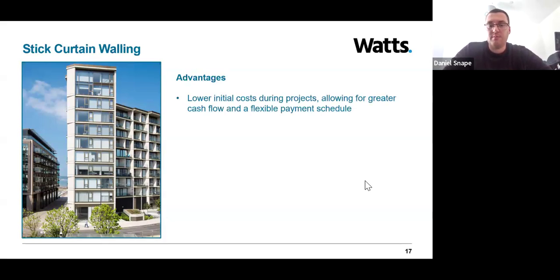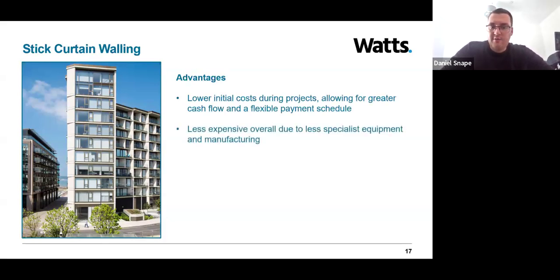As mentioned previously, materials are delivered to site in pieces and then installed together. So this can allow for a more flexible payment schedule, with far lower advance payments if that's deemed required by the contractor. Another key advantage of this system is that overall stick curtain walling is considered less expensive than unitized systems as a whole package. Whilst there are higher costs from the offset with unitized systems, stick curtain walling typically requires less specialist equipment and manufacturing process throughout the production and installation process.